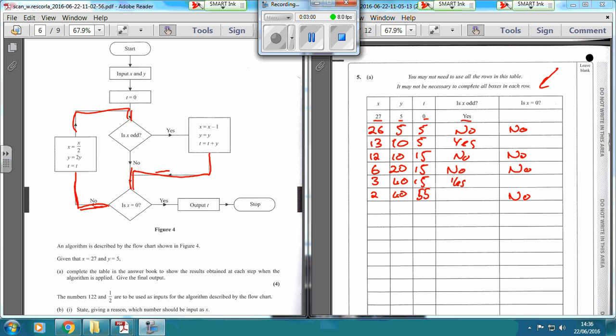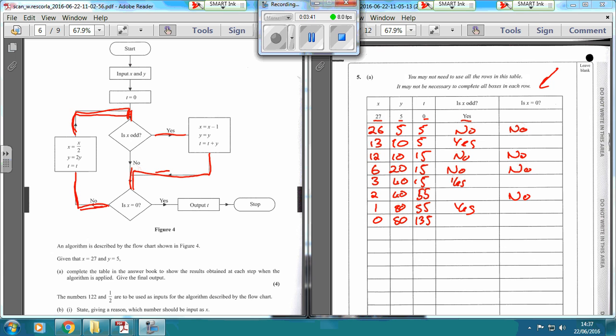So x divided by 2 is going to be 1. Y is 2y, so that's going to be 80. And t equals t, so that's going to be 55. Let me get back around to here. Is x odd? Yes. So then x equals x minus 1. Y equals y. And t equals t plus y, so that's going to be 135.